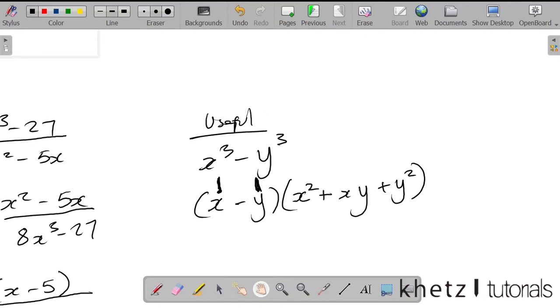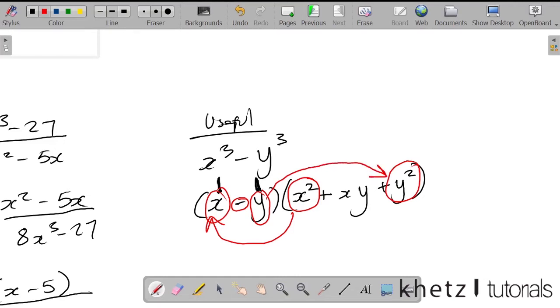So whenever you have a difference of cubes, you do the cube root of the first term, the cube root of the second term, then put a negative sign in between. Then you do the square of that same cube root, which is this, and the square of the other cube root as well, which is that over there.